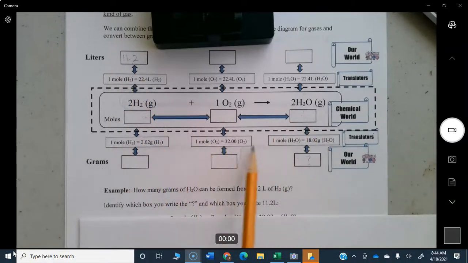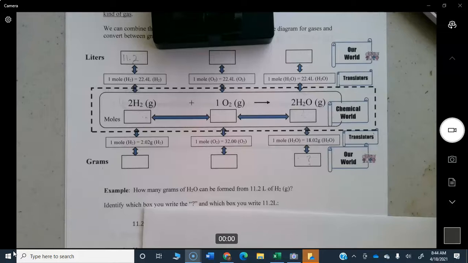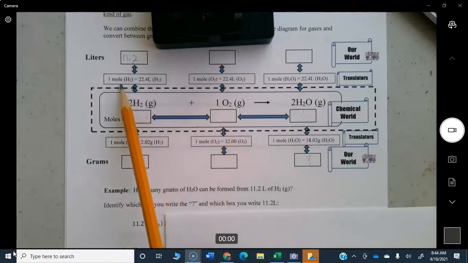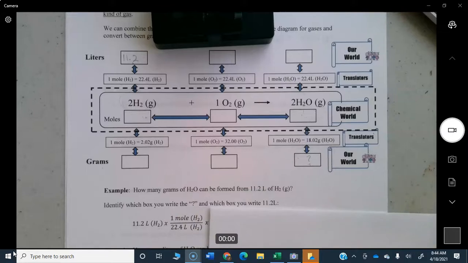The first one is what we put way over on the left. Think about that. What we put on the left is what we know: 11.2 liters of H2. Then our first conversion is this one. You're going to put one of these over the other. Which one is it? Down here you have liters of H2. That has to cancel out because it doesn't appear in our final answer. So you're going to have 1 mole of H2 over 22.4 liters of H2. So the liters of H2 cancels out.